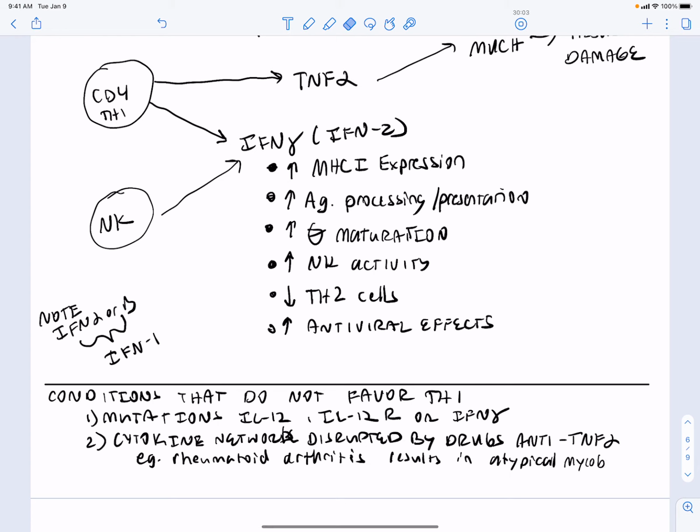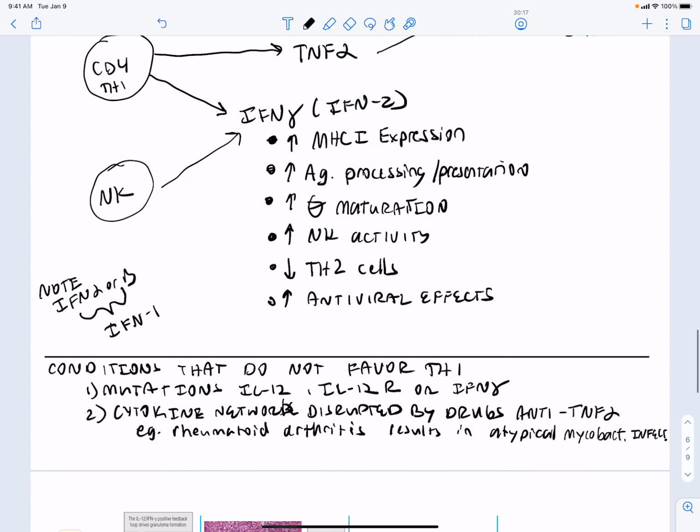And there's more of a chance to lose control of the infection. And then, of course, a third way that you cannot favor a Th1 response is if you have trouble with your CD4s in generating that response.